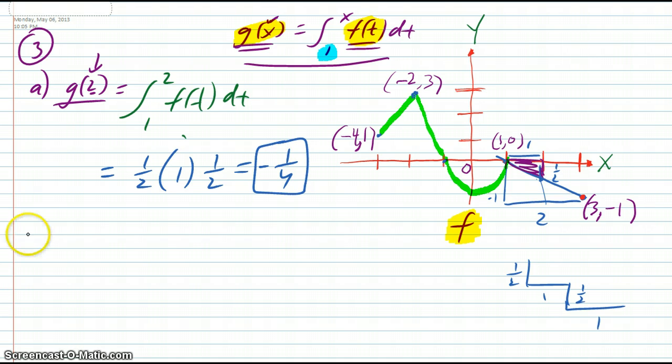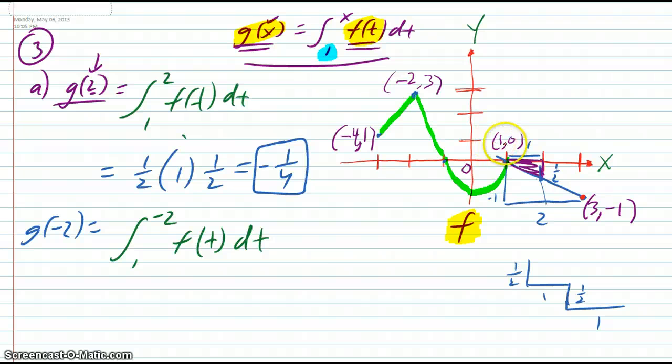All right, so for the next part, it's g at -2. So instead of doing from 1 to 2, we're going to go from 1 to -2 of f of t dt. So 1 to -2, check this one out. In red, from 1, so you have this area here, and then you have this area here. All right, so this part here is half a circle.